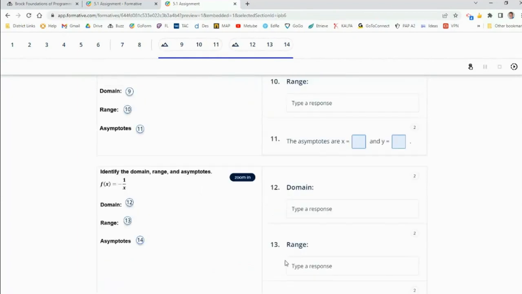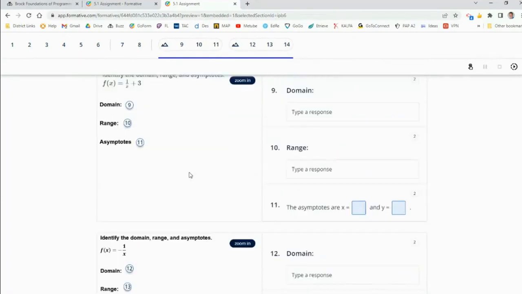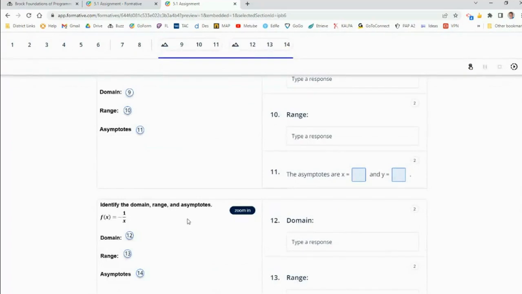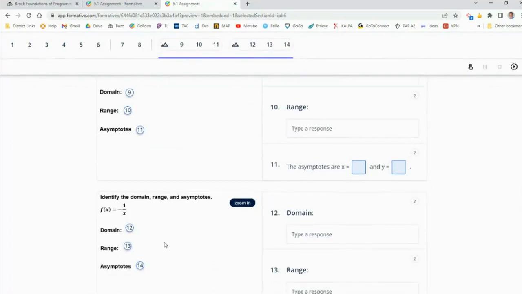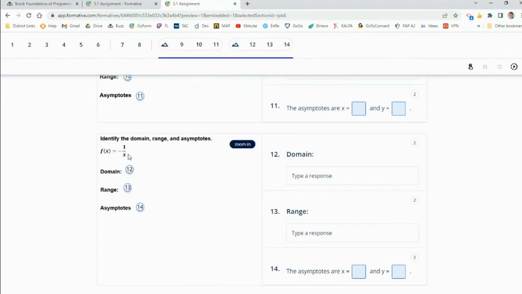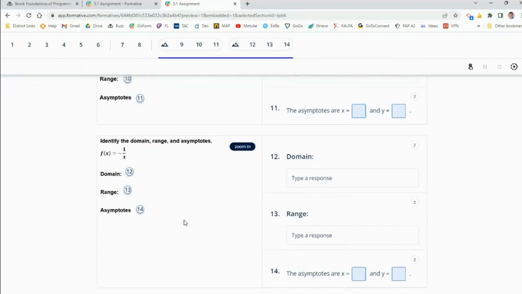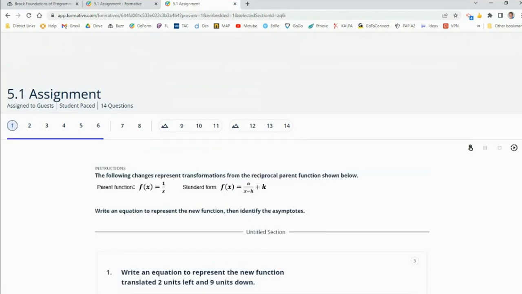So it says 14 problems, but it's not. Like, you know, here's 6 problems right here, but it's just 2, really. You're telling me the domain, the range, asymptotes of these 2 functions. And this is just negative 1 over x. So, all right. Hopefully you can handle that.